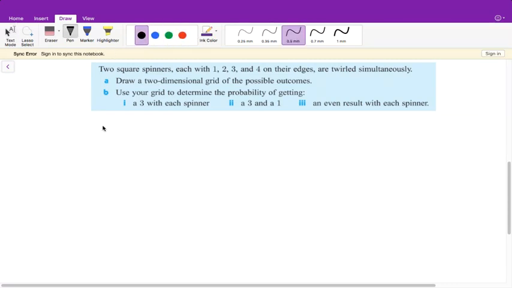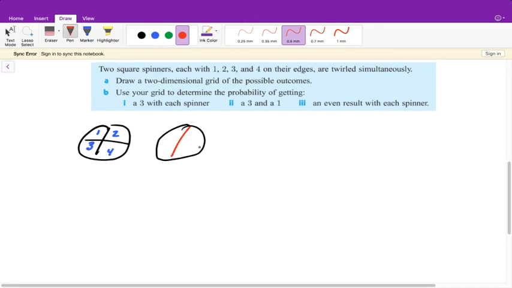All right, so this says two square spinners, each with 1, 2, 3, 4 on their edges are twirled simultaneously. So these spinners, that means that here we have 1, 2, 3, 4. And we have two of these. And we're spinning them. All right, I'm going to write them in two different colors just so we can identify them. And we're going to say, draw a two-dimensional grid of the possible outcomes.